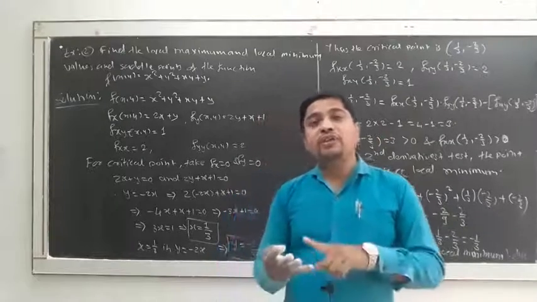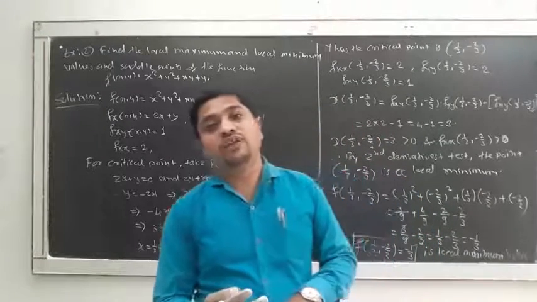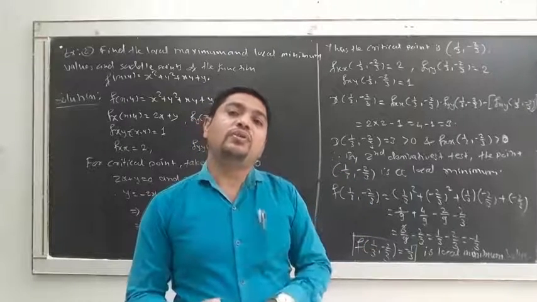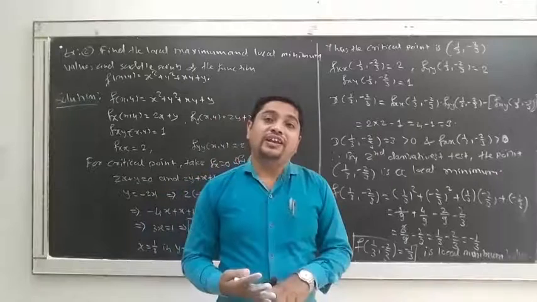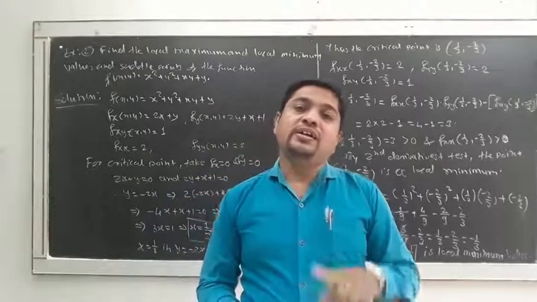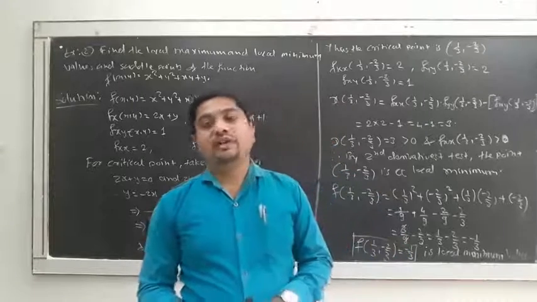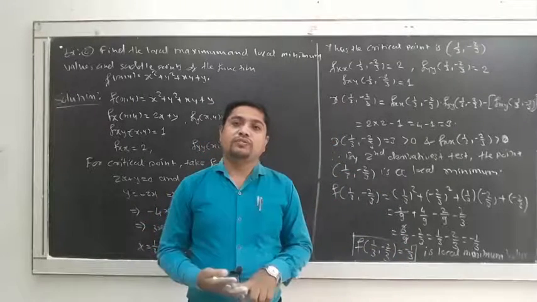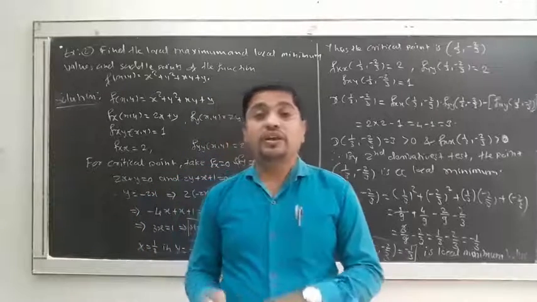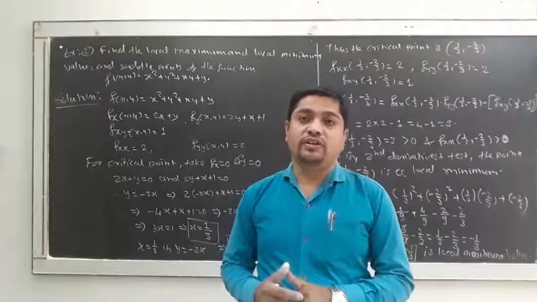What are the steps? First, take fx and fy equal to 0 for finding critical points. Then, at each and every point, you have to use the second derivative test, and then you have to find the local maximum or minimum value. Okay, so just keep in mind how we have to solve. It is very important, again I am saying.